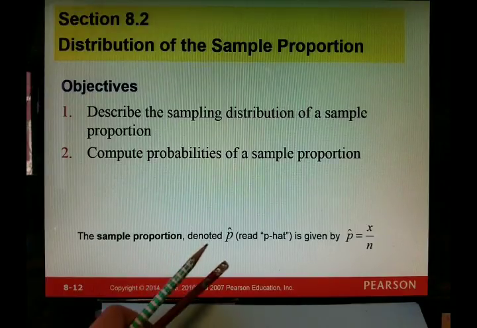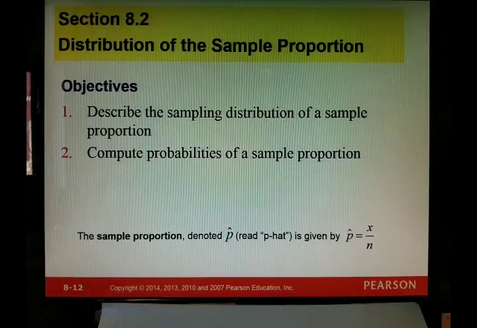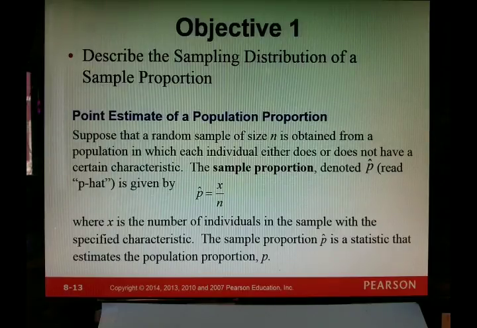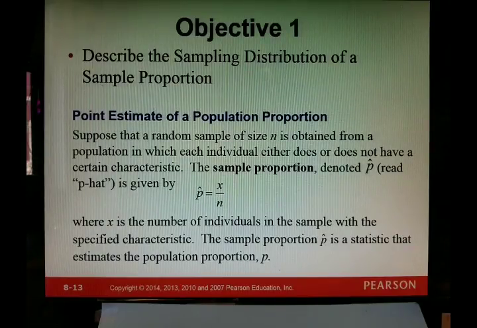I do want to remind you that this is read as p hat, okay, that is given by x over n. So describe the sampling distribution of a sample proportion. First off, we have to have a point estimate. So our point estimate of a population proportion, for example, if I want to know how many people are in favor of how the president is running the country at this time, and I had interviewed 200 people, and let's say 150 of them were in favor of how he's running the country, my p hat would be the 150 divided by 200. So we have to have a p hat. We have to have a point estimate about what our population is about.